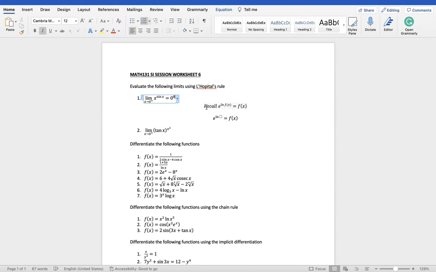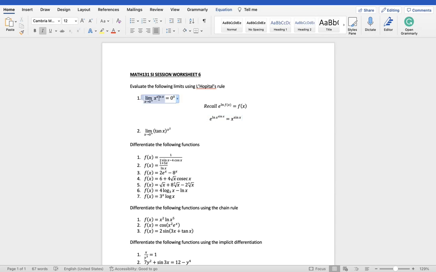And we can recall from our exponential functions that when you have e to the ln of a function f of x, that is equal to f of x. So in our case, f of x is equal to x to the sine x. So when you substitute x to the sine x into this identity, what you get is that e to the ln of x to the sine x, therefore, must be equal to x to the sine x, right? So they're basically the same thing.